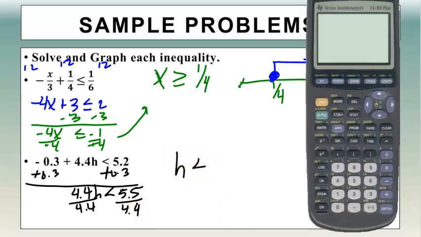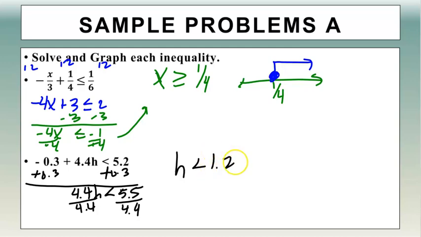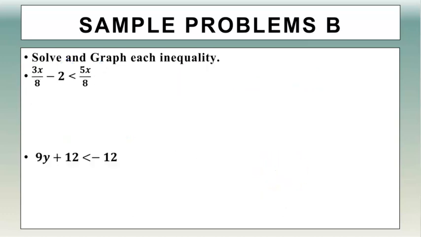Now let's grab our calculators. So we have 4.4, or not 4.4, we have 5.5. And we're going to divide that by 4.4. That gives us 1.25. So on a number line, 1.25 here. Open circle because it cannot equal, less than goes to the left. Other problems here.